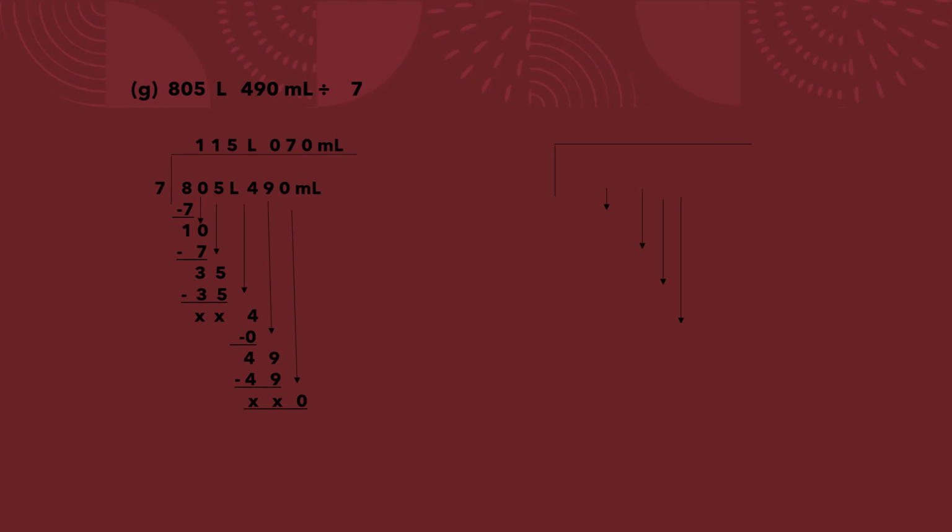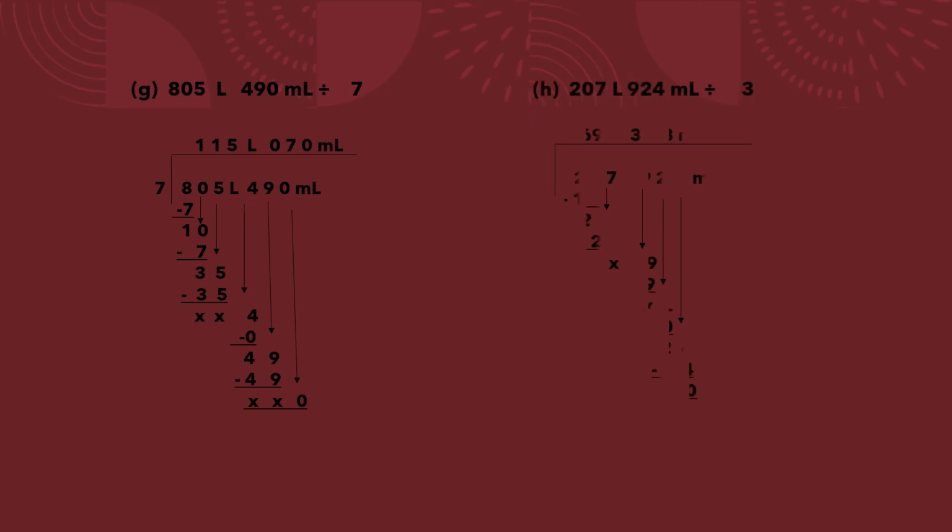Then 4 is there. 4 is smaller than the divisor 7. It will not go. So write down 0 on the quotient part. Then bring down the next number. It will become 49. Now 49 comes in the table of 7 7 times. So write down 7 above on the quotient. Then subtract. So 49 minus 49 is 0. After that 0 is there. Then write down 0 on the remainder also and on the quotient also, because 7 zeros are 0. And milliliter, because it is milliliter part. So write down milliliter on the quotient also. So your answer on the quotient is 115 liters 70 milliliters.